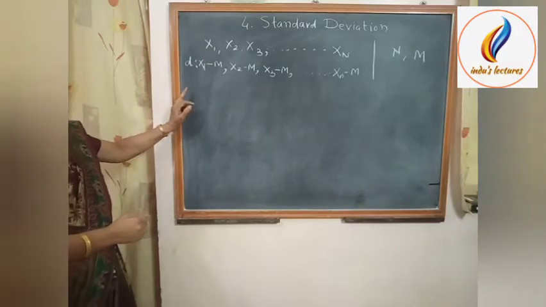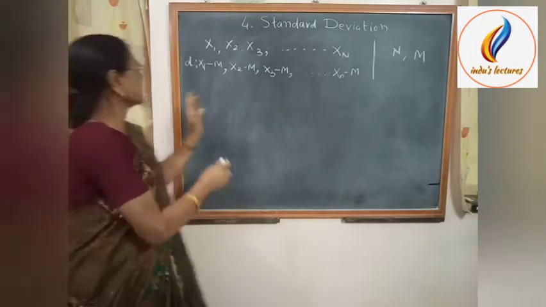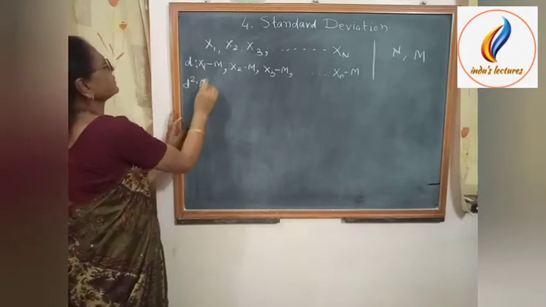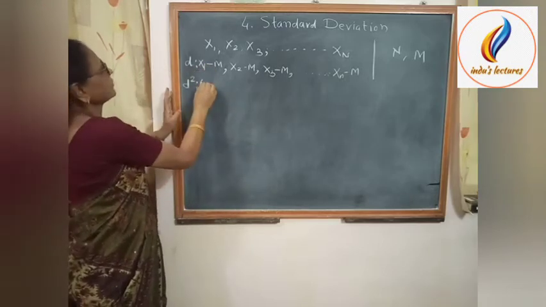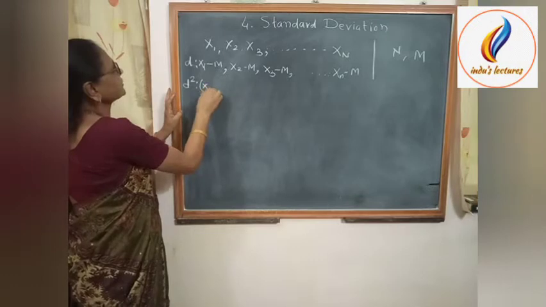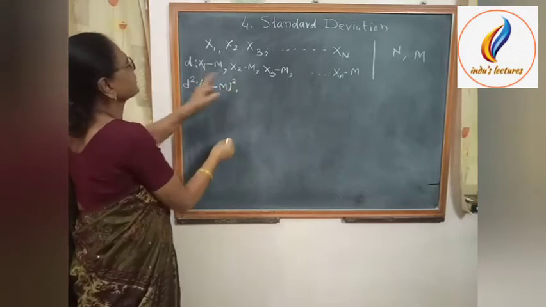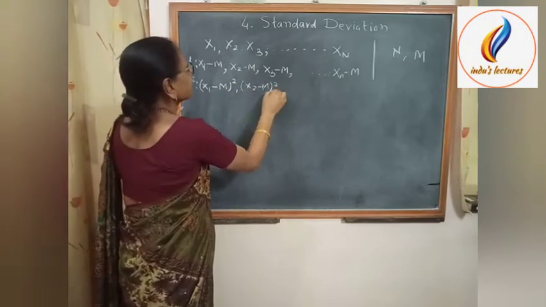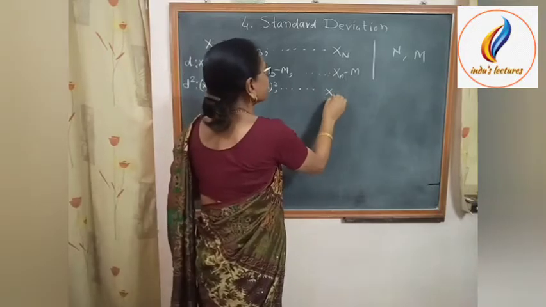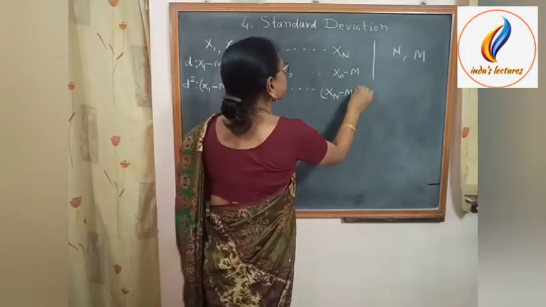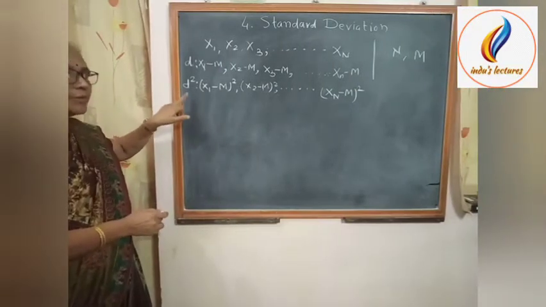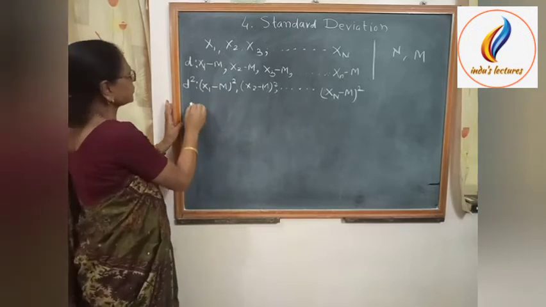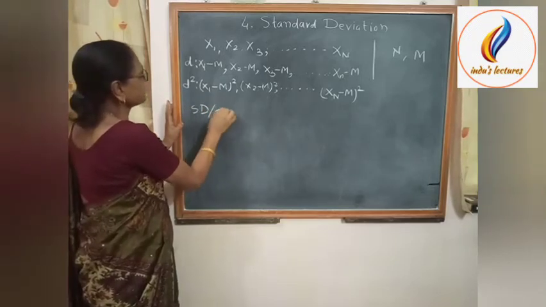Now square all the deviations. So d square for the first score is (x1 minus m) square, the second is (x2 minus m) square, and so on, the last is (xn minus m) square. Standard deviation is the square root of the mean of d square. We can write standard deviation in short as SD or sigma.